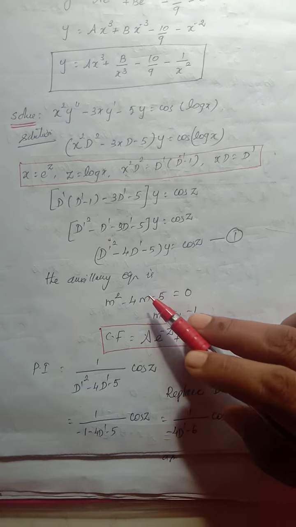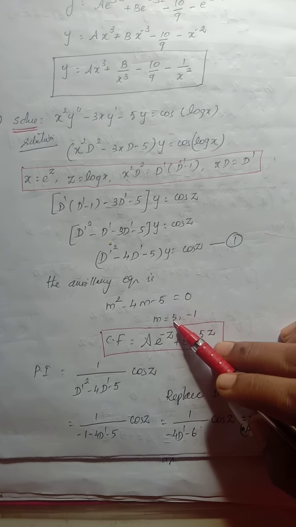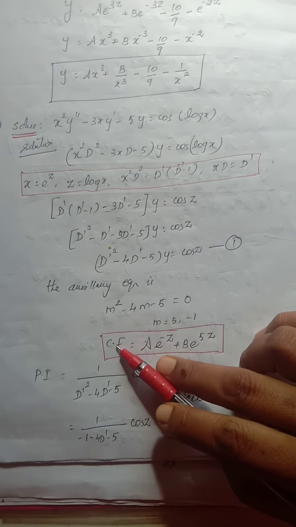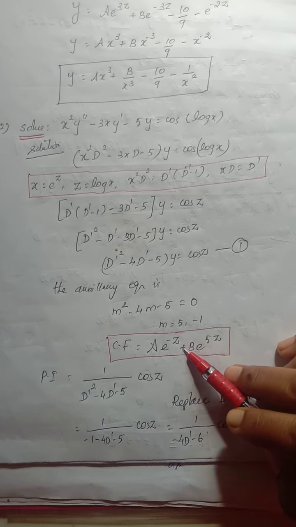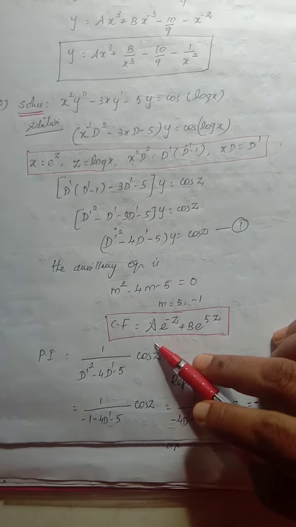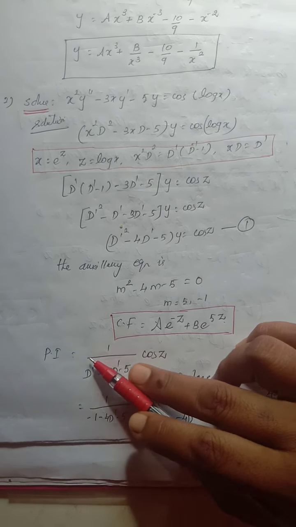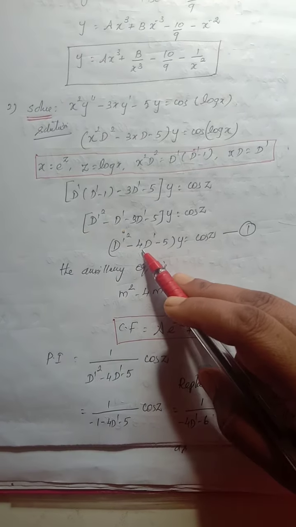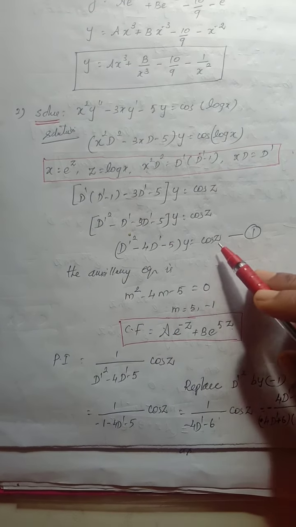After factorizing this, we get m is equal to 5 and minus 1, and the complementary function is a e power minus z plus b e power 5z. After finding the complementary function, we move to the particular integral, which is equal to 1 divided by d dash squared minus 4 d dash minus 5 into cos z.